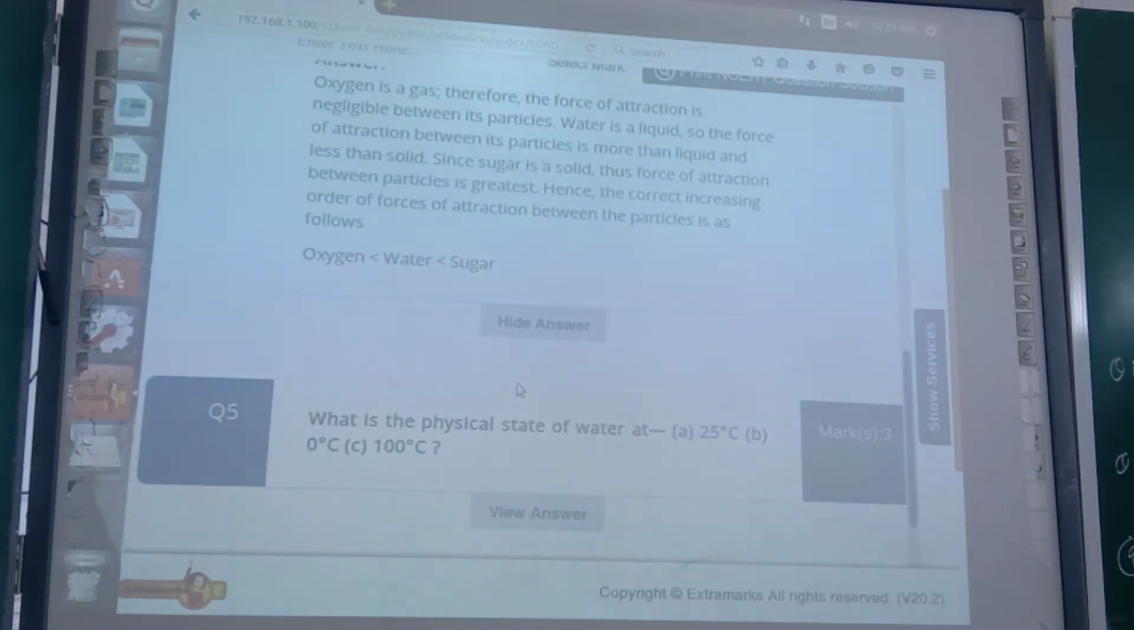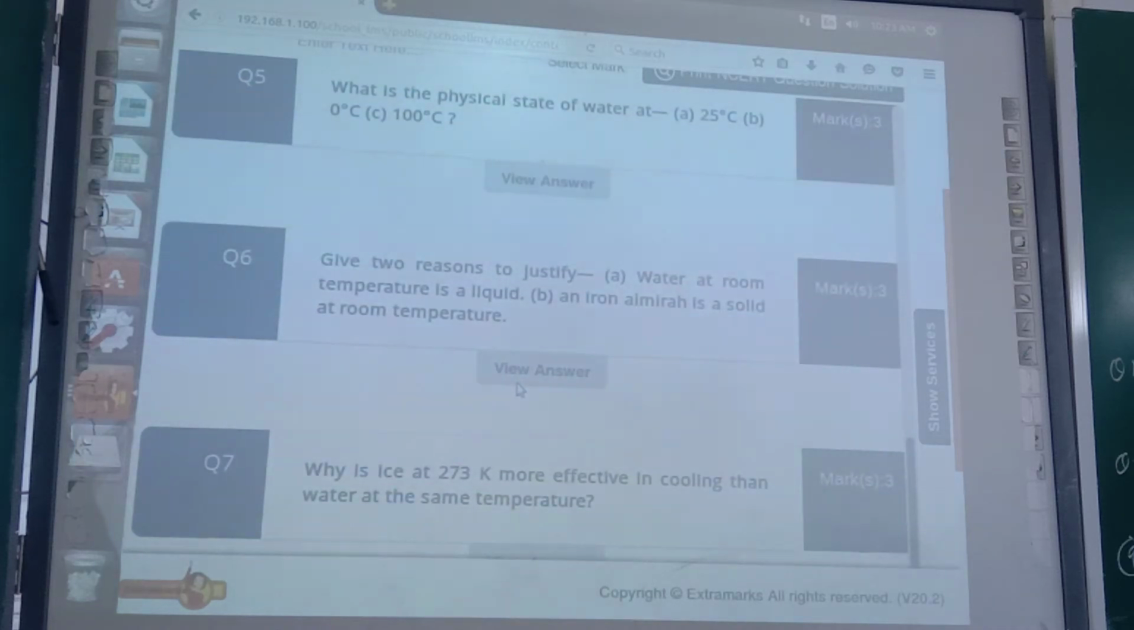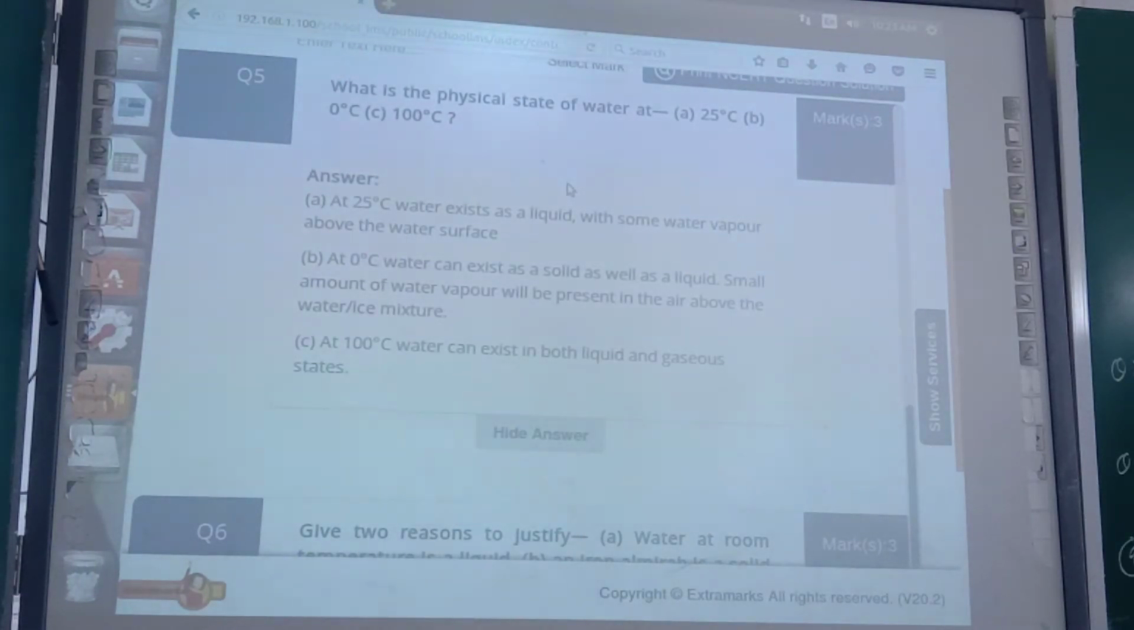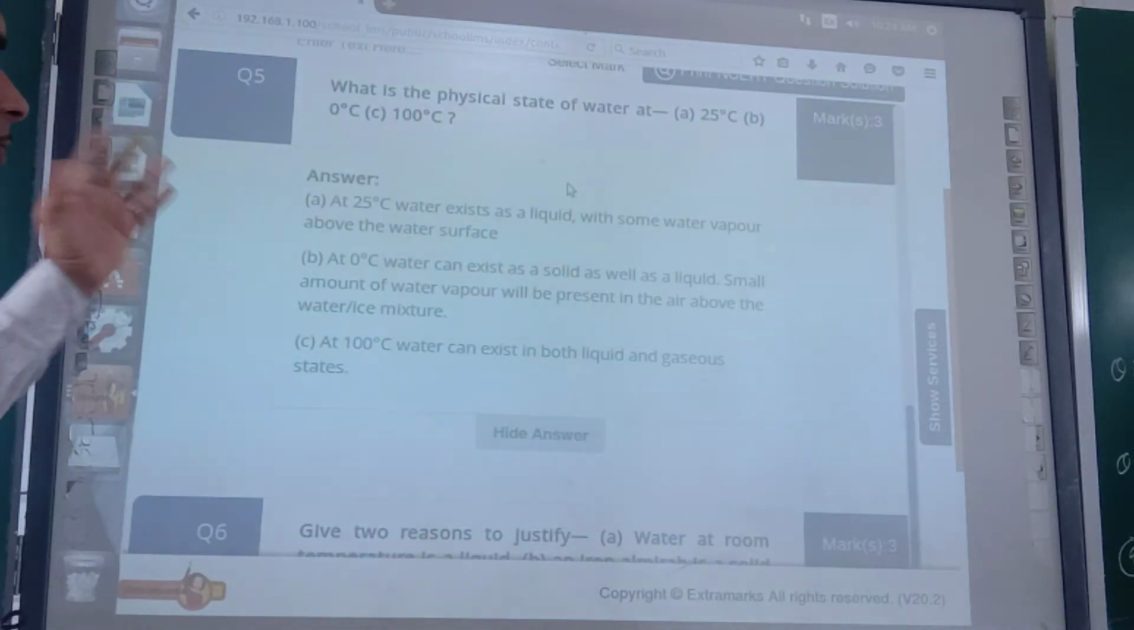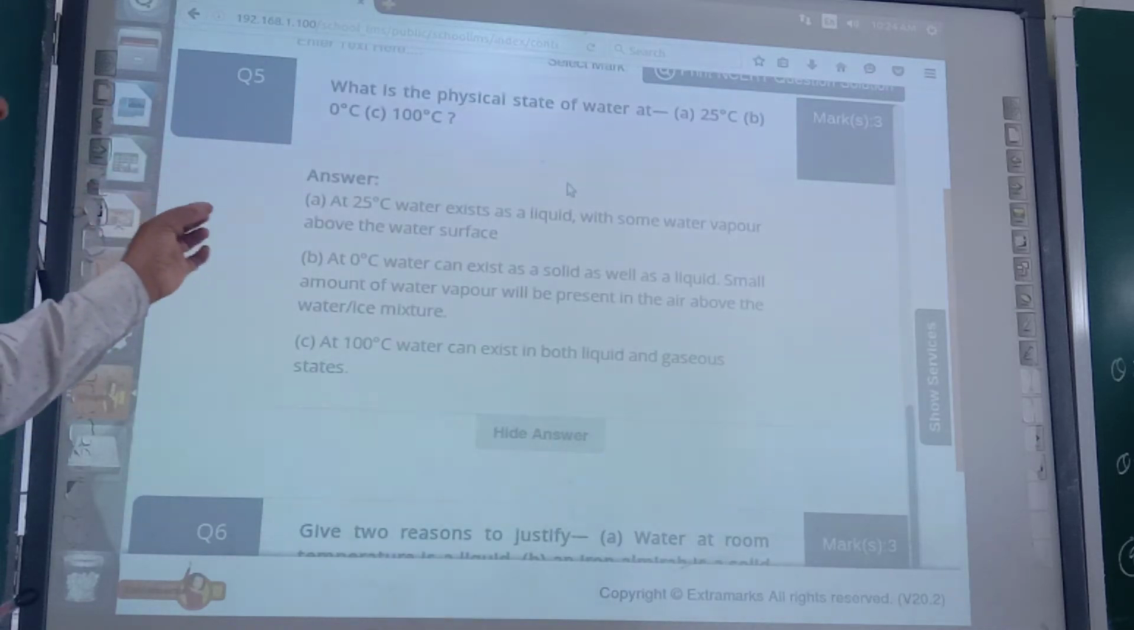What is the physical state of water at 25 degrees Celsius, 0 degrees Celsius and 100 degrees Celsius? Okay, so physical state of water at 25 degrees Celsius. Just see, the freezing point of water is 0 degrees Celsius. Now the boiling point of water is 100 degrees Celsius. So at 25 degrees Celsius it will exist as liquid with some water vapor above the water. So mostly it will be in the liquid form only, with some water vapor above the water surface.